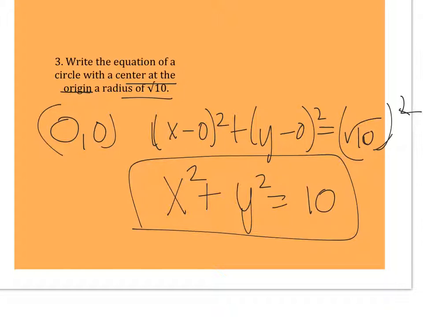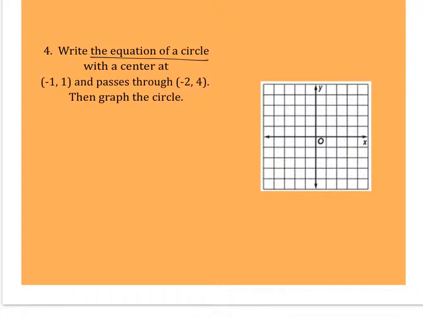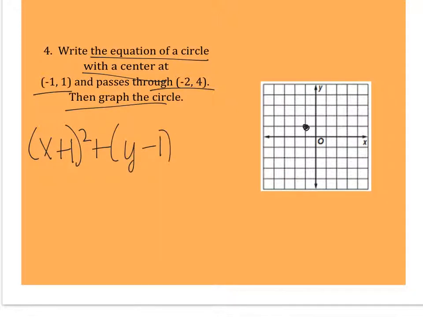Kind of simple. Write the equation of a circle with a center at (-1, 1) that passes through (2, 4). Then graph the circle. At (-1, 1), I'm right here. That's my center. That part's easy. (x plus 1) squared plus (y minus 1) squared. Now the circle goes through (-2, 4), which is up here. So I need to figure out the radius, the distance between those two.